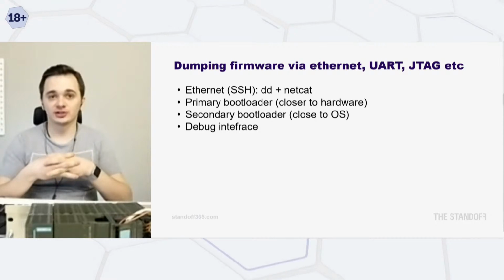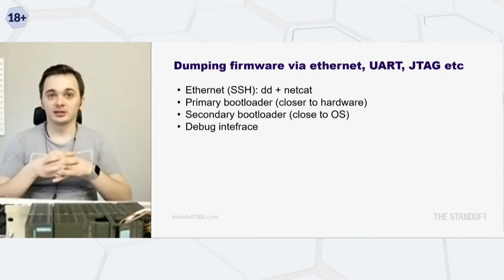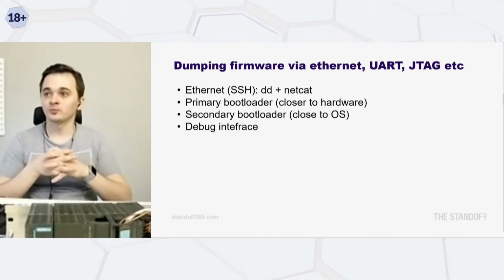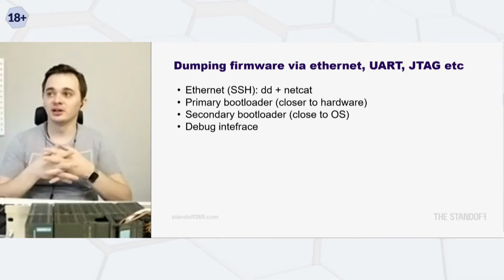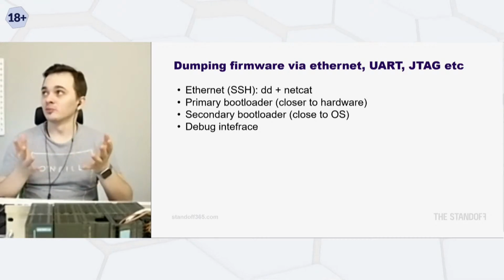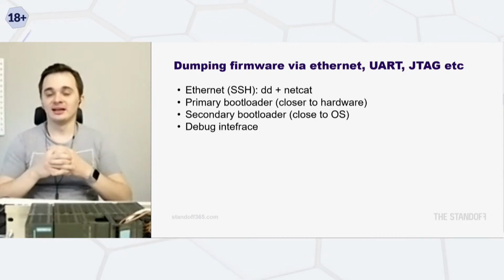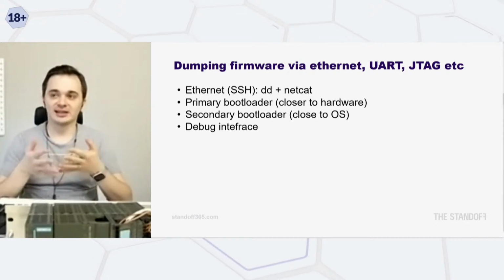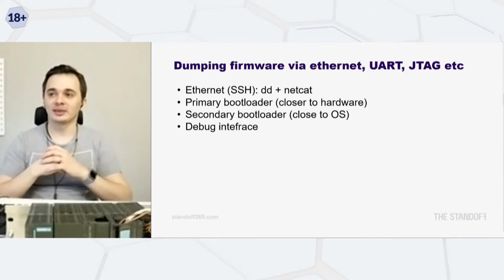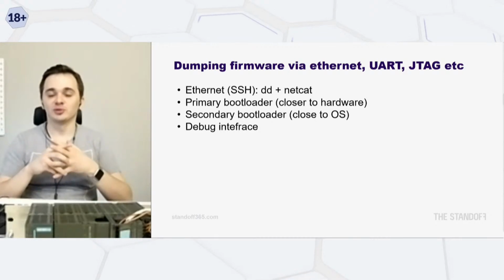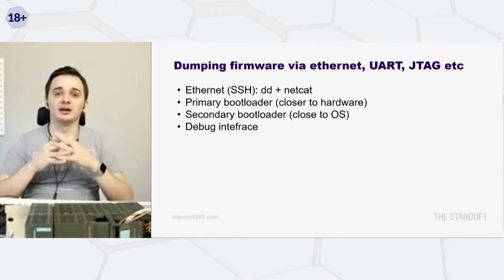The firmware can also be dumped from your device if you can't download it. If you already have SSH access, you can dump it using DD and netcat. Why netcat? Usually, if you have SSH, it means that the device is controlled by the Linux operating system.